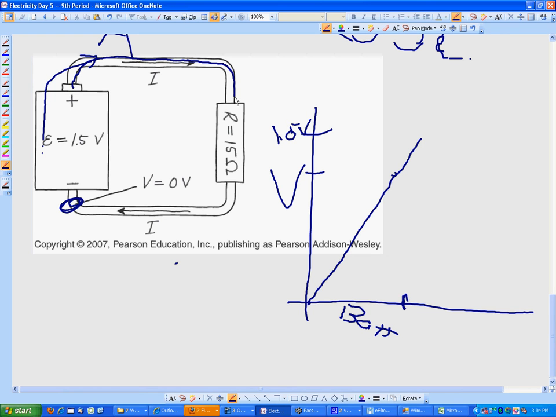So what would this graph do as we go across the top wire? Plateau, horizontal line, very good. So our voltage will remain constant as we go across the top wire. This is TW for top wire. So there's no change in potential across that top wire because we're ignoring the resistance of the wire.